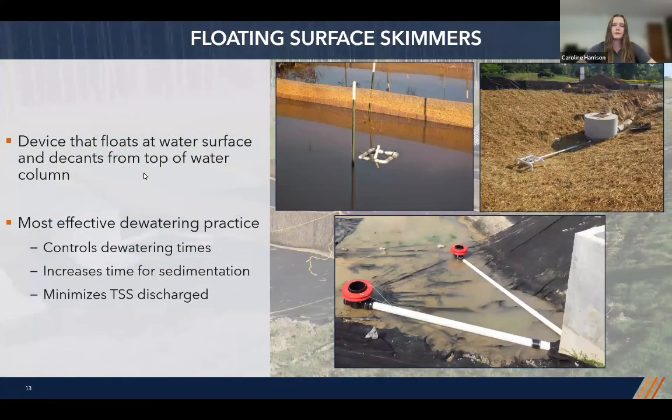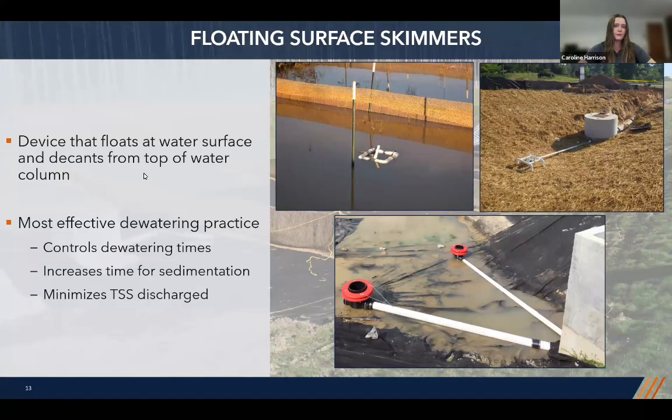So this brings us into floating surface skimmers. A floating surface skimmer is a device that sits at the water surface and decants from the top of the water column. Throughout reviewing the literature, we have found that several studies have verified that skimmers are one of the most effective practices used for sediment basin dewatering.